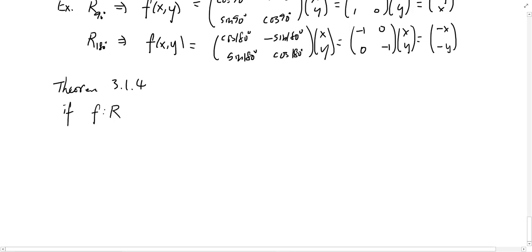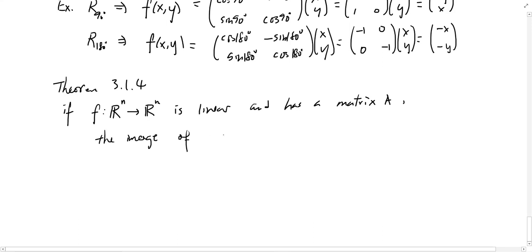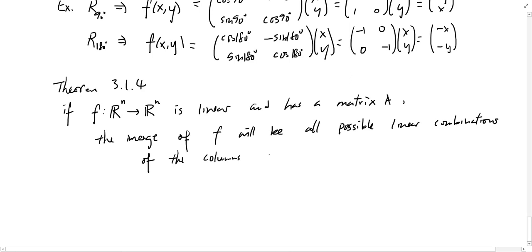If the function f that maps from Rn to Rm is linear and has a matrix A, then what we know is that the image of f will be all possible linear combinations of the columns of A.